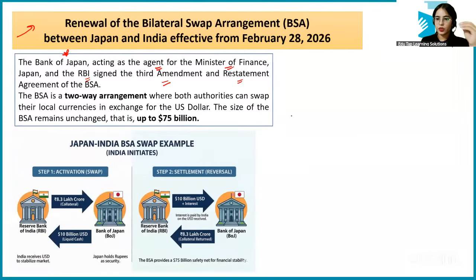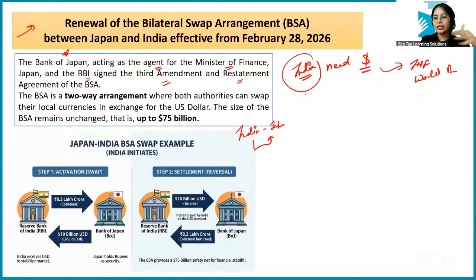See, in the bilateral swap arrangement, let's say India is in need of dollars. India will have to go to the IMF or World Bank to take the dollars. But see, there is a bilateral swap arrangement between India and Japan. Through this arrangement, whenever India or Japan needs dollars, they can take the dollars from the other country.